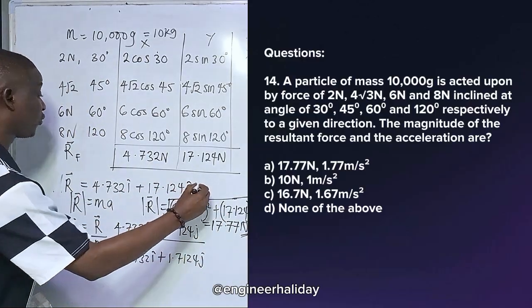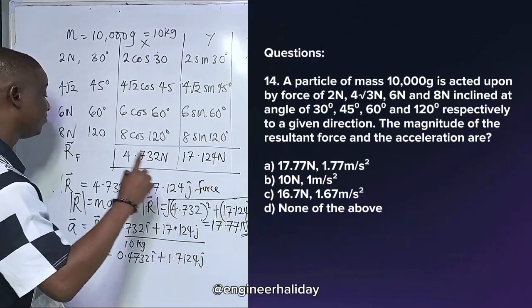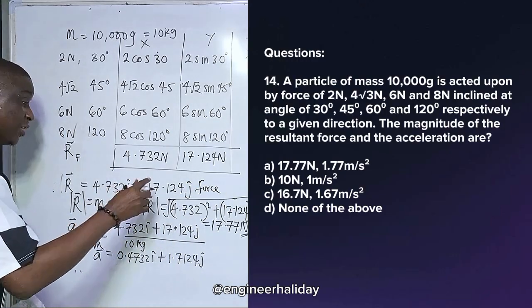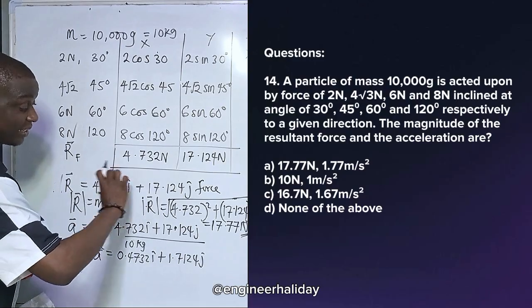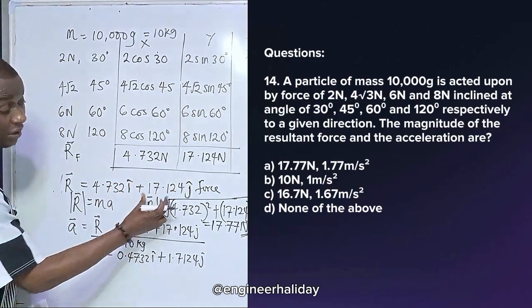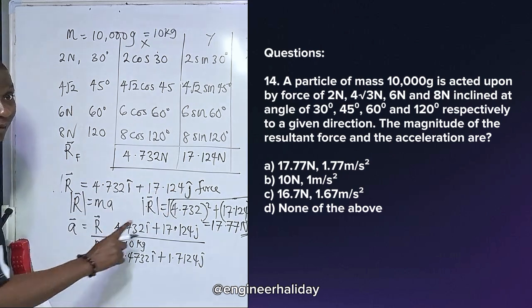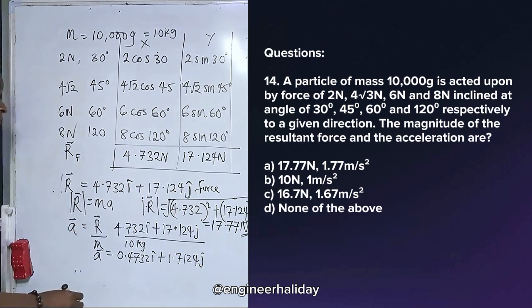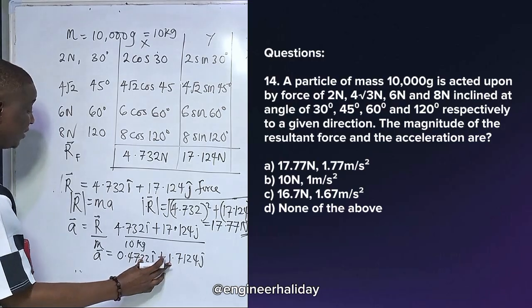This is the resultant force in vector form, in magnitude and direction. It's easy. If they ask you to find the resultant force in magnitude and direction, this indicates direction. I told you unit vector indicates direction, while each of these indicates magnitude along the component, along the X and Y. So now this is the acceleration in vector form.